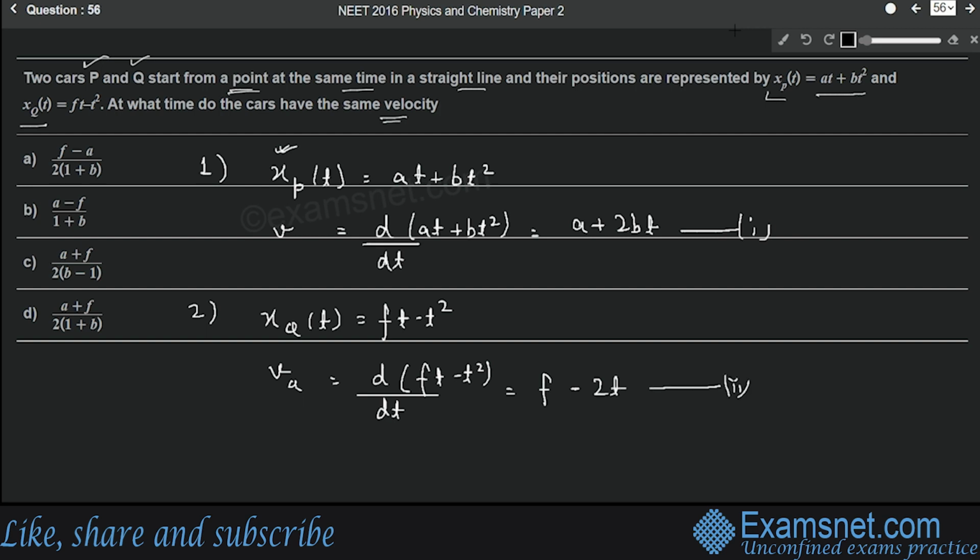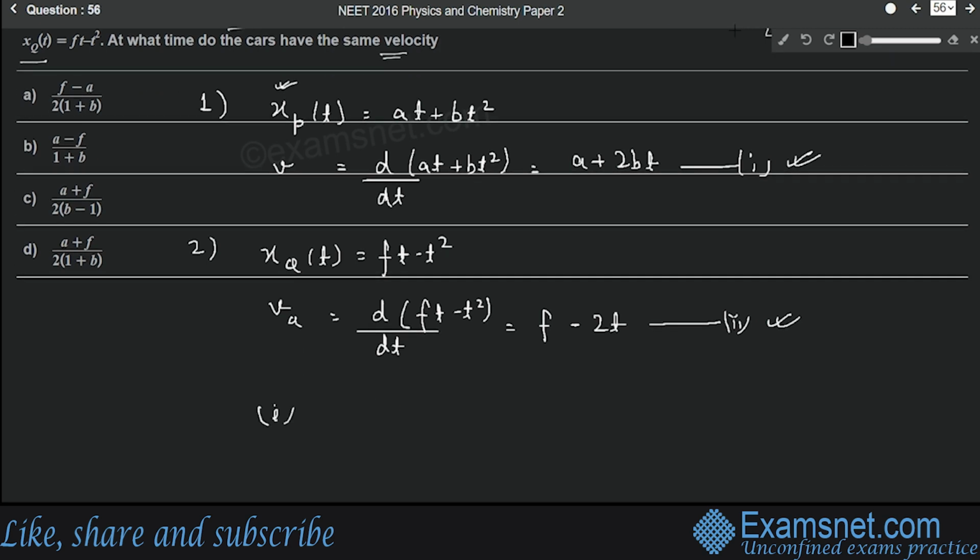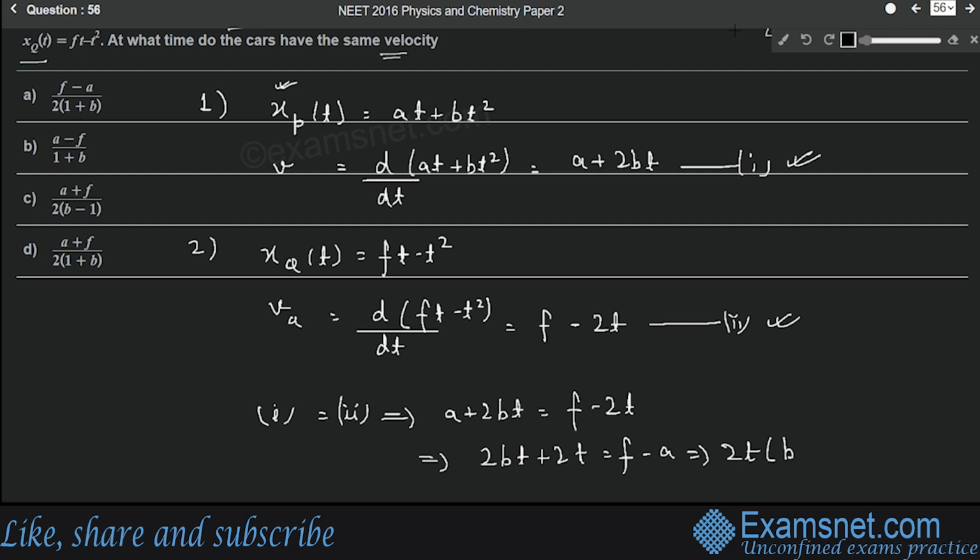Now it is given that we have to find the time at which they have the same velocity. That means the first velocity and the second velocity will be same. So let's equate these two equations. First one is equal to the second one, right? That means a plus 2bt will be equal to f minus 2t. Simple. And we have to find the value of t from here. So what can we write here? Let's bring the t together. So 2bt plus 2t equals f minus a, right? If we take 2t common, it will be b plus 1, right? And this side we have f minus a.